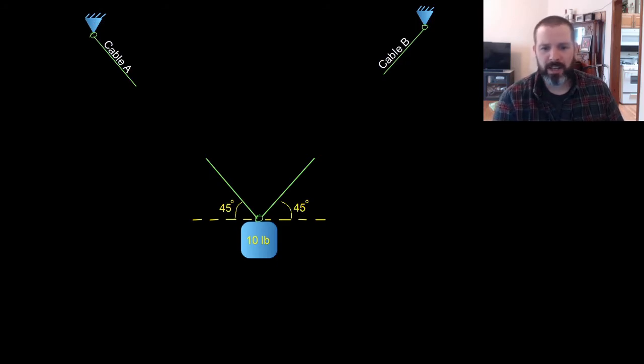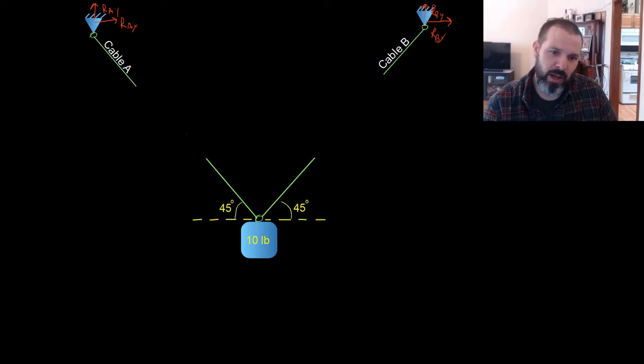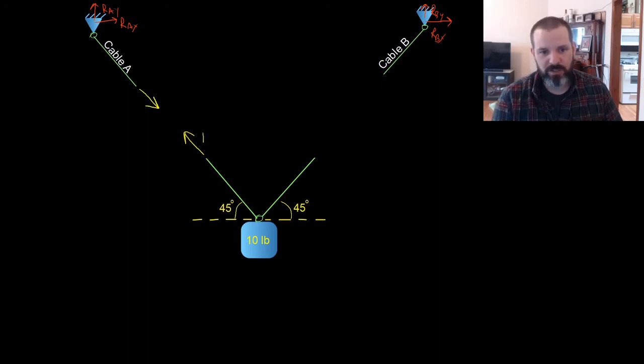Now, when we do a section cut, it lets us break our structure up. We still have RAY, RAX, RBY, RBX, but our section cut reveals the internal force in the cable. And we know exactly what type of internal force we have because it's a cable. It has to be in tension. So I'm going to draw the force acting away from each of the cable pieces because we know it's putting it in tension. So when we do the section cut, it reveals the internal force FA and the internal force FB.